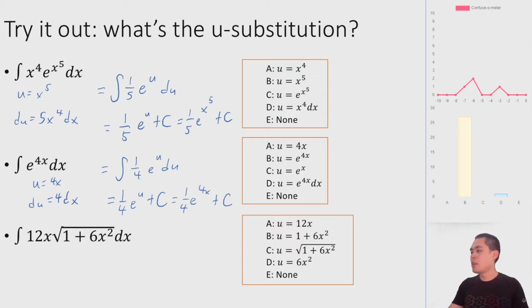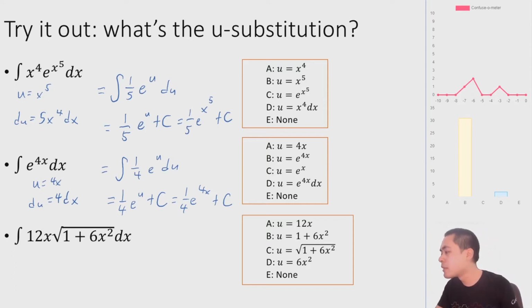So, this is actually a good thing. A lot of you are suggesting 1 plus 6x squared. Some of you are suggesting 6x squared. And the question is, what happens when you do both? We're also getting a C. So, let's try a couple of these different things.